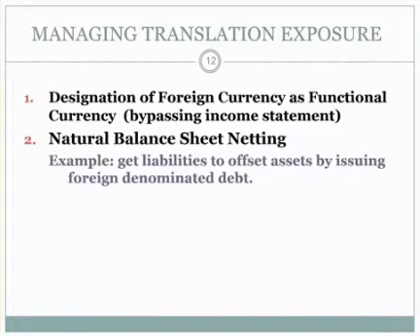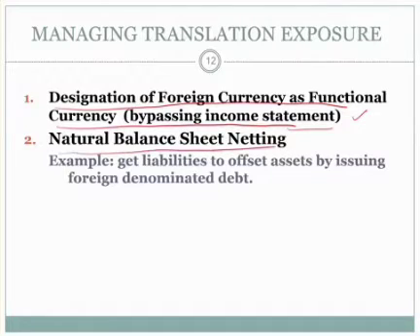How firms manage translation exposure? Two primary methods. One, if you designate the foreign currency as the functional currency, you effectively bypass all translation gains or losses from the income statement and go directly to the balance sheet. So firms prefer to have the foreign currency as the functional. And the next thing is natural balance sheet netting.